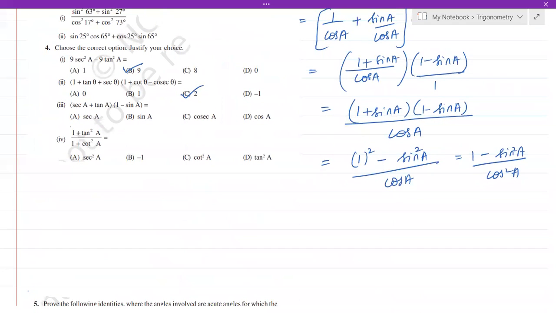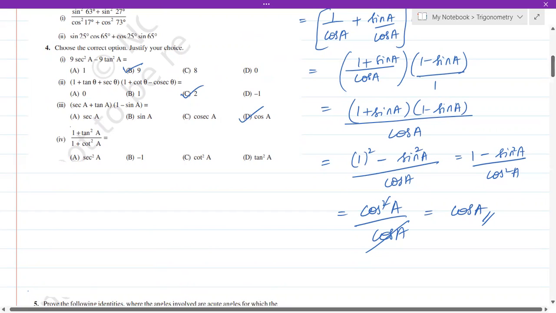So let's use that. 1 minus sine square theta is cos square theta. Instead of theta, we have got A here. So we'll be writing cos square A divided by cos A. So cos and cos get cancelled one time, and we will be left with cos A. So the correct option is option D.